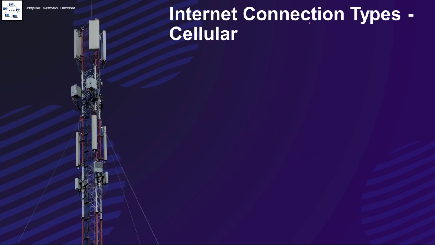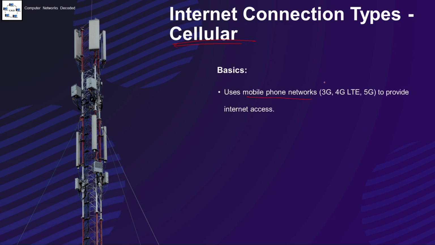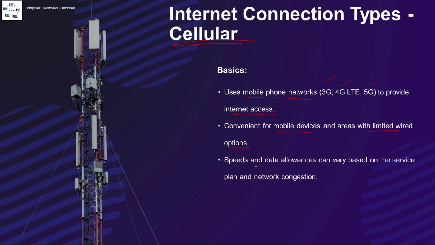Another type, emerging in the 5G and 4G era, is cellular internet. It uses mobile phone networks such as 3G, 4G, LTE, and 5G to provide internet access. It is convenient for mobile devices such as your tablets and smartphones and areas with limited Wi-Fi options. Speed and data allowances can vary based on the service plan and network congestion. Latency can be higher than a wired connection because it is wireless and there are multiple interferences inside the base that can affect its speed.